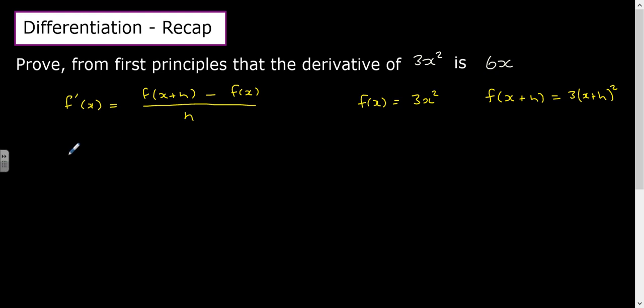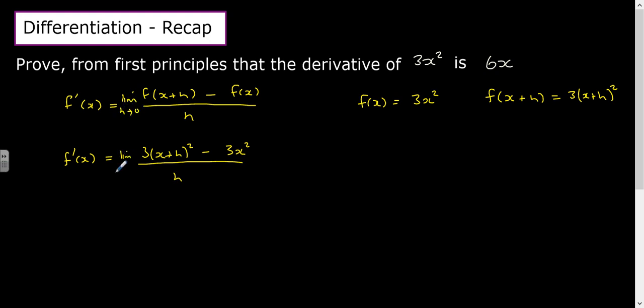So now we're going to directly substitute those two things in. So we've got f dash x, which is going to be f of x plus h, i.e. 3 lots of (x plus h) squared, minus 3x squared, which is our f of x, and we're all going to divide by h. Now, one thing I've forgotten to put in, and you must never forget to put in, how terrible of me, is this is the limit as h tends to 0.